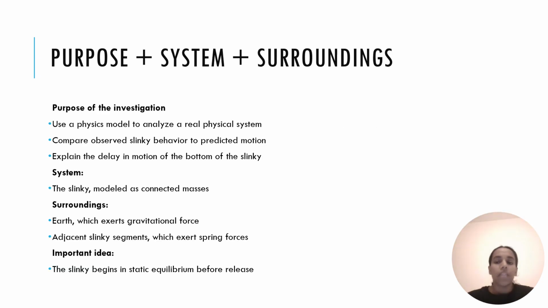The purpose of this investigation is to use a physics model to explain the motion of a falling slinky and compare the prediction to the real behavior. The system is the slinky itself, which is modeled as a chain of connected masses. The surroundings are the Earth, which provides gravity, and neighboring slinky segments, which provide spring forces. Before release, the slinky is stretched and hanging in static equilibrium, meaning that the upward spring forces and downward weight are balanced for each part.